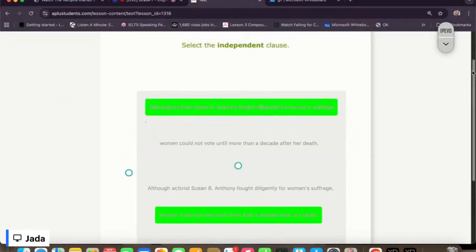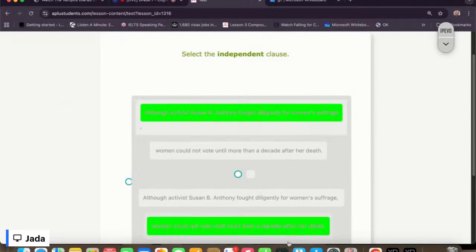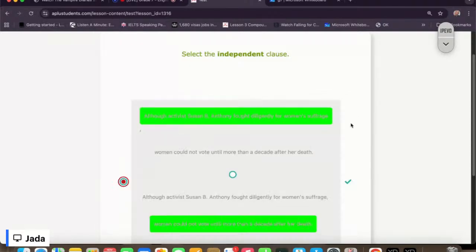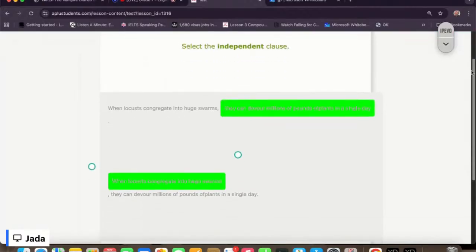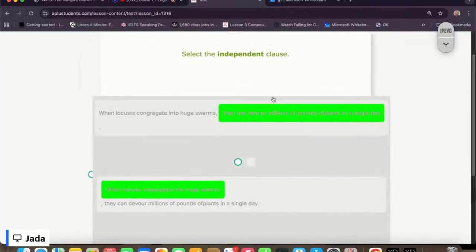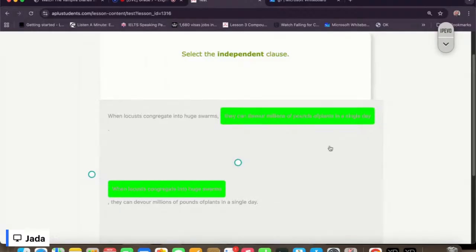So we have independent clause. We have the second. Okay, the first one is dependent because it starts with the subordinating conjunction although. So independent, is it the first or second? When locusts congregate into huge swarms, they can devour millions of pounds of plants in a single day. First or second?